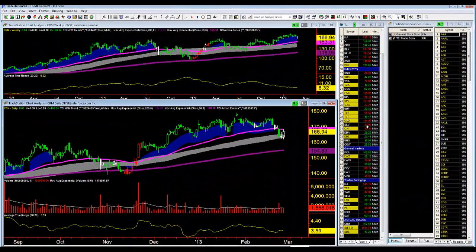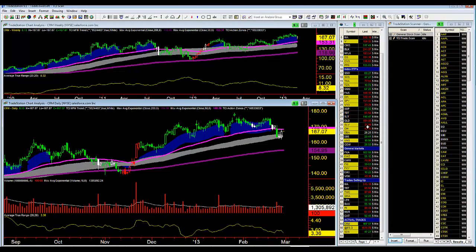All right, good morning. Today is the last day of February, February 28th, Thursday, and the market just opened up. The first market we're looking at here is Salesforce.com, CRM. If you recall, we put on a trade yesterday at 166.88.